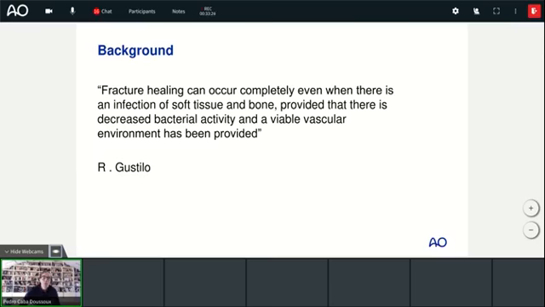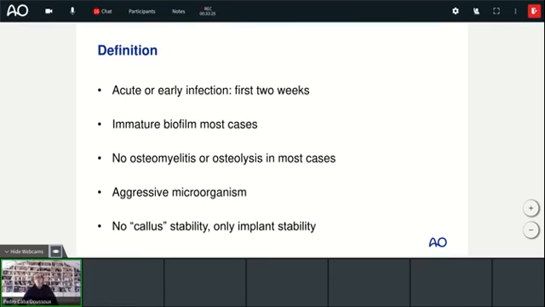So today we are talking about acute infection. We know from the previous talk that this is not really a real division, but we are talking about infection in the first 2 weeks. In those cases, we have immature biofilm. In most of the cases, we don't have osteomyelitis or osteolysis. Usually it's an aggressive microorganism. And of course, we don't have any callus stability. We only have implant stability. So we need to check the stability of the implant.